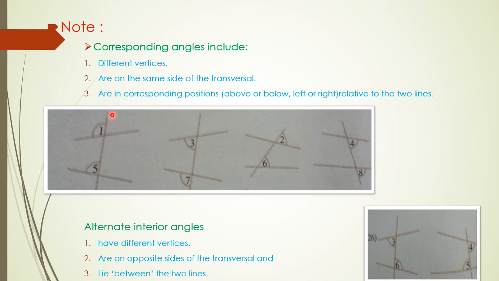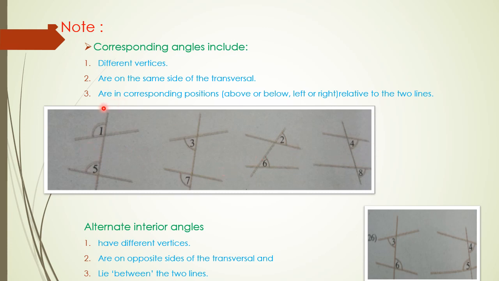You see the transversal here. This is the left side of transversal, and this is the right side of the transversal. Corresponding angles, one pair, they are from same side only, left side. Another pair also from left side. Then third pair from right side of the transversal, and fourth pair right side. So we have 2 pairs from the left side and 2 pairs from the right side.